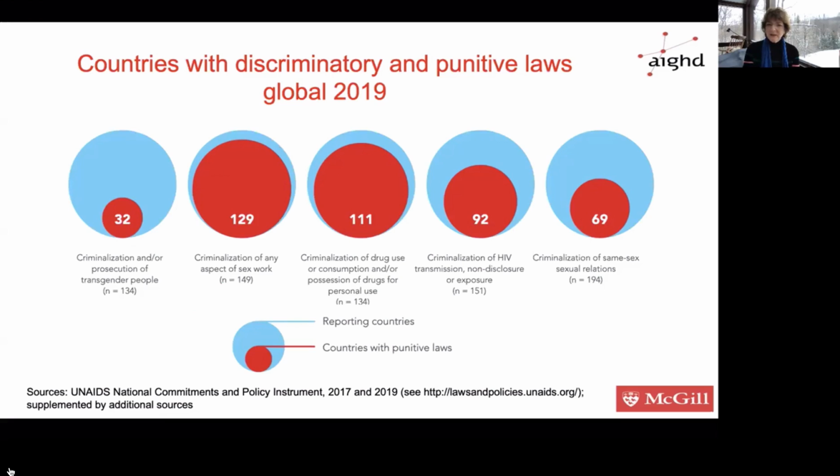Another indicator to track are the countries with discriminatory and punitive laws. And here we see in blue the reporting countries and in red the countries with punitive laws. Very striking, 129 of 149 countries criminalize any aspect of sex work, 111 out of 134 criminalize drug use or consumption and or possession of drugs for personal use. 92 out of 151 criminalize HIV transmission, non-disclosure, or exposure. And 69 out of 194 still criminalize same-sex sexual relations.